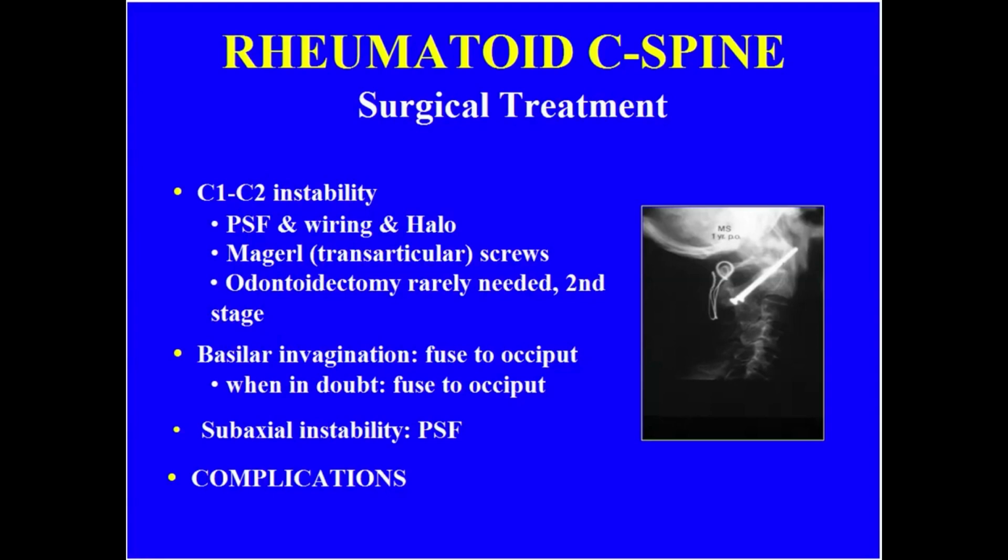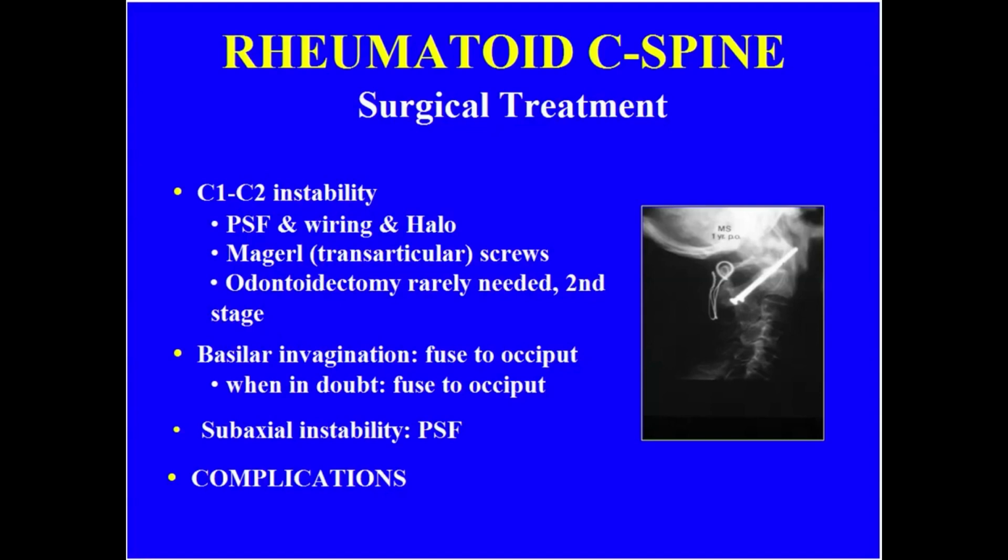If you have basilar invagination, you should fuse to the occiput. And when in doubt, either on your test or in your practice, you should fuse to the occiput. It is more surgery, but the fusion rate is significantly higher, and certainly the risk of developing superior migration of the dens or of it worsening, if you don't do it, is a significant problem. So if they have basilar invagination, again, if the dens is above the foramen magnum or into the foramen magnum, then you should fuse to the occiput.